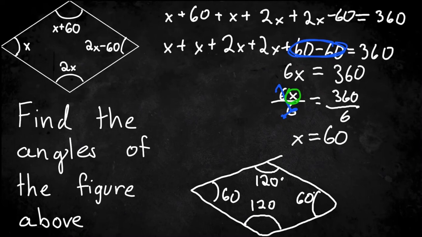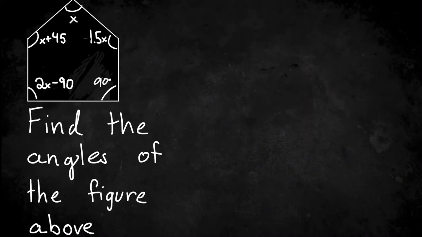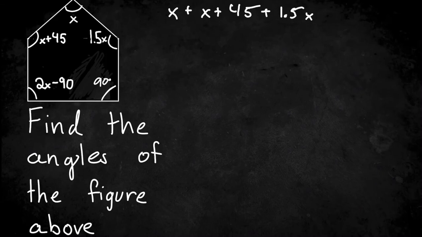Now let's try another problem. We have a pentagon, and in pentagons all the angles equal 540. So now let's write the equation. That would be x plus x plus 45 plus 1.5x plus 2x minus 90 plus 90.